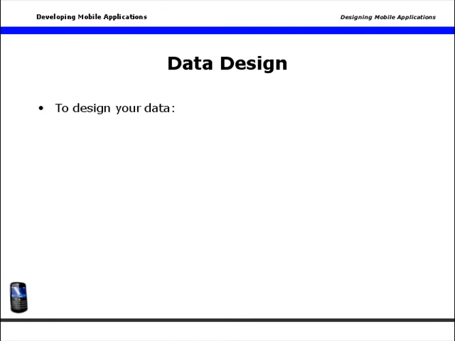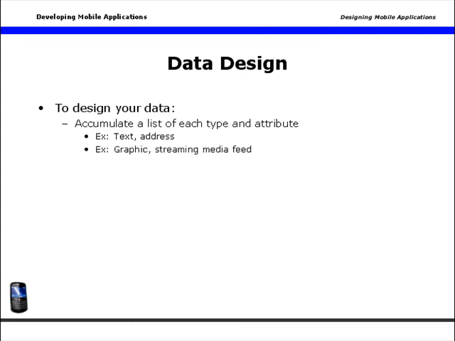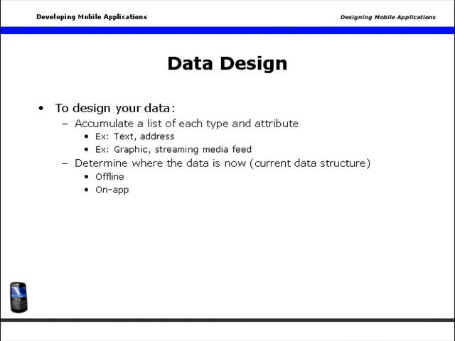To design your data, you'll accumulate a list of each data type your app will use and their various attributes. For example, you might have text data that has the attribute address, or graphic data that has the attribute streaming media feed. Then you'll determine where the data is now, which is its current data structure. It may be offline, maybe on the app, it may be in an online source. And then finally, you'll establish the data relationships.